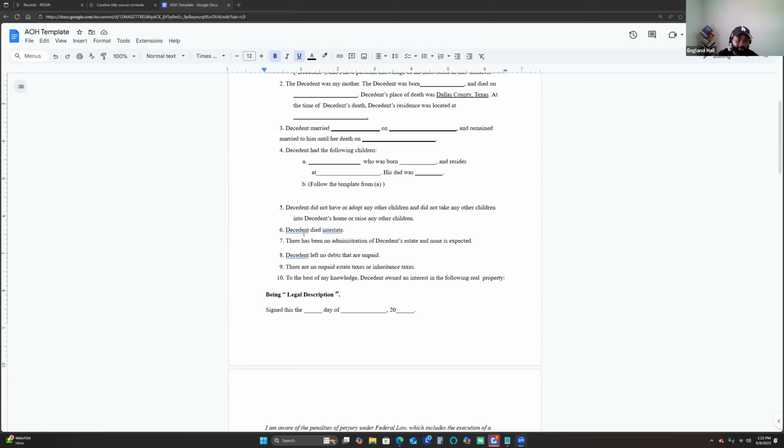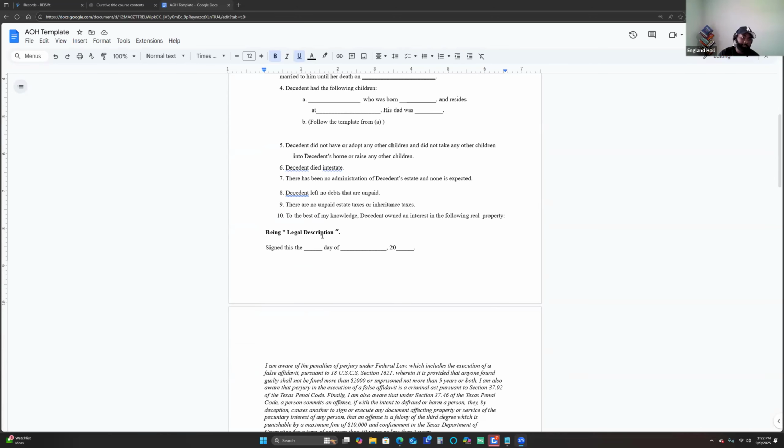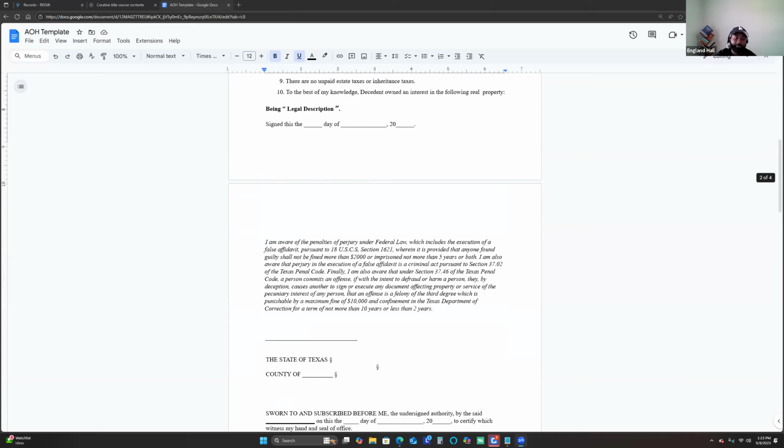The decedent died intestate. There has been no administration of the decedent's estate and none is expected. The decedent left no debts that are unpaid. There are no unpaid estate taxes or inheritance taxes. To the best of my knowledge, the decedent owned an interest in the following real property. You want to use the correct legal description. You don't want to copy and paste a legal description from the county website. You want to use an actual real legal description, and I'll show that to you later.